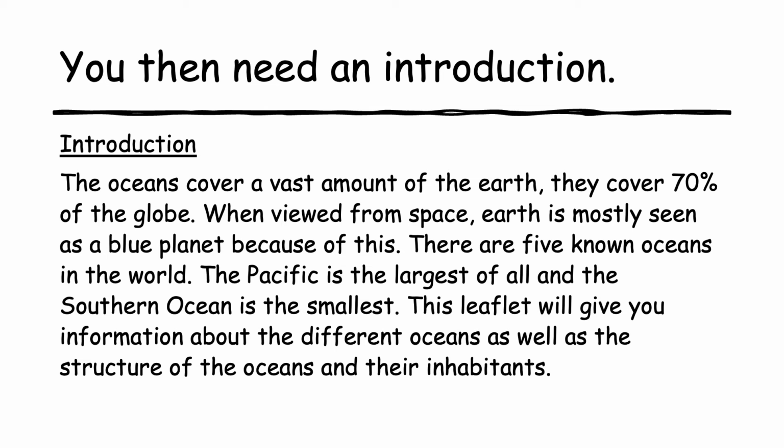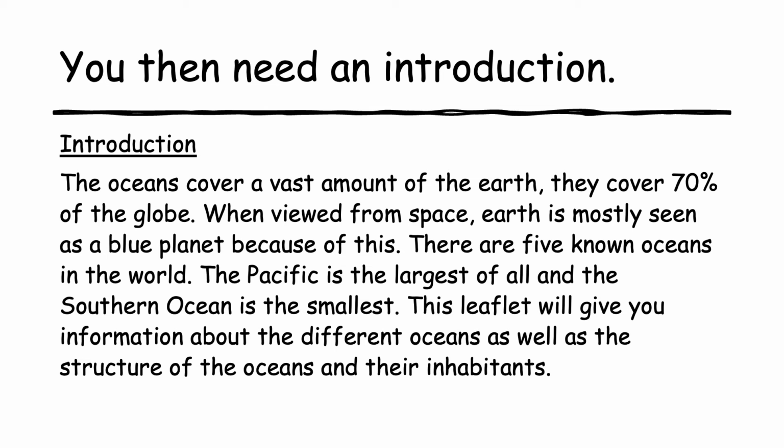There are 5 known oceans in the world. The Pacific is the largest of all and the Southern Ocean is the smallest. This leaflet will give you information about the different oceans as well as the structure of the oceans and their inhabitants. Now, an inhabitant is something that lives there. Now, that could be plants and it could be fish, it could be any sort of creature.